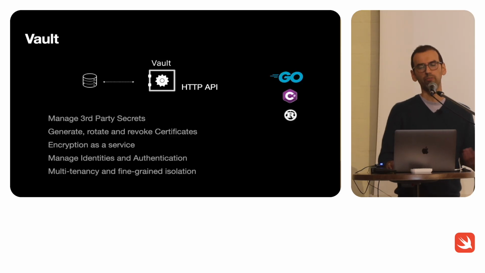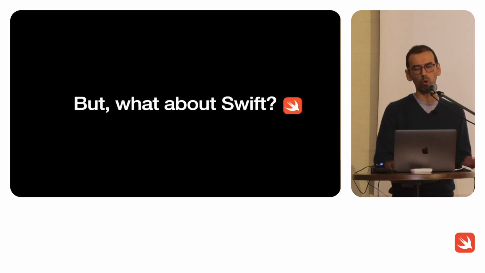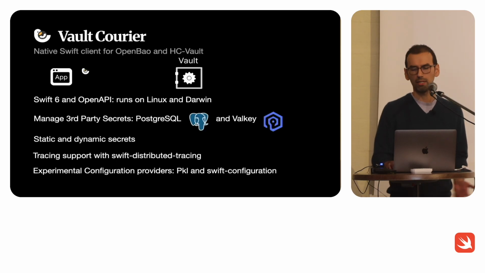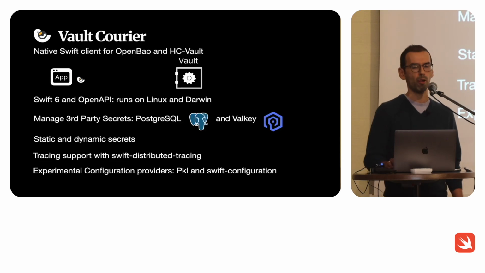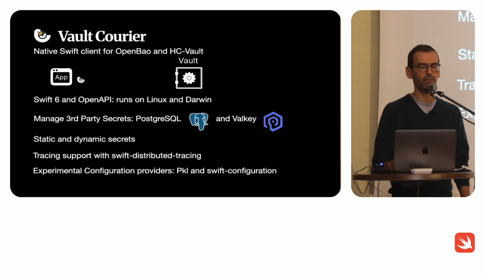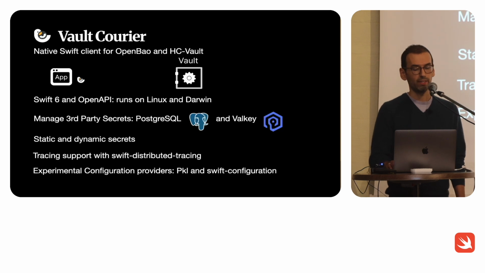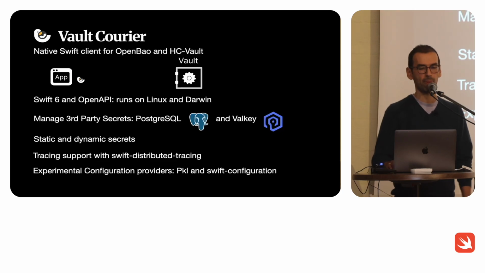Many different languages have written an HTTP client for Vault. But what about Swift? Let me introduce today VaultCourier, which is a native Swift client for OpenBao and HashiCorp Vault. It is written in Swift 6 with the help of swift-openapi. It runs on Linux, Darwin, and also in Android. It can help you to manage third-party secrets from databases like Postgres and Valkey. So if you're using Postgres Nio and Valkey Swift, VaultCourier has you covered.